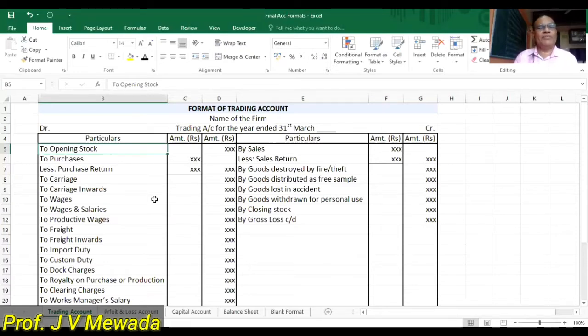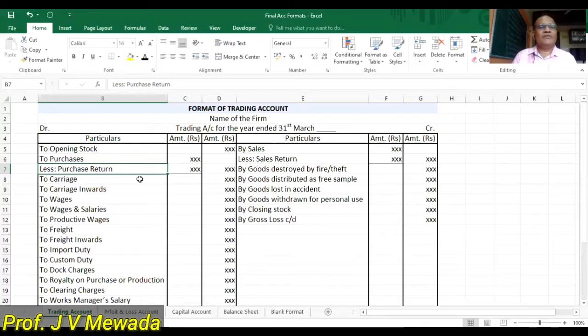In trading account, on debit side, we record all direct expenses, and on credit side we record all direct incomes. Direct expenses are also known as factory expenses and direct incomes are also known as factory incomes. On debit side we have the first item, opening stock. Opening stock is the stock of goods at the beginning of the year. Below that we write net purchase, that is purchase minus purchase return. So in the outer column we write net purchase of goods.